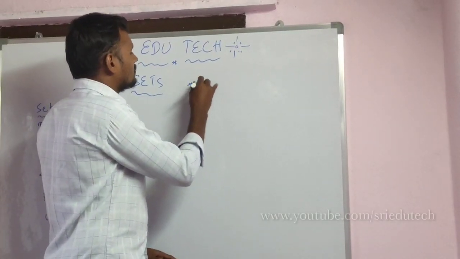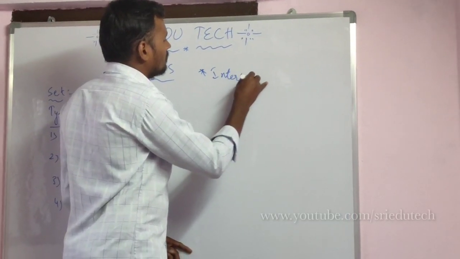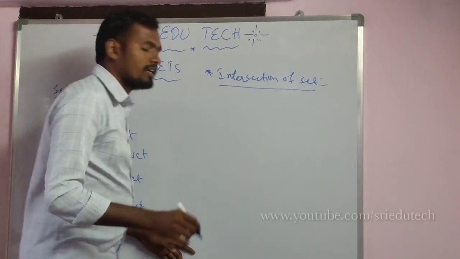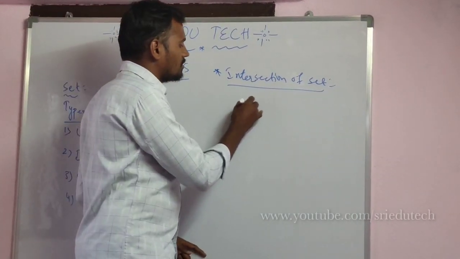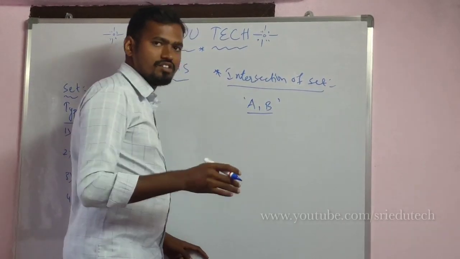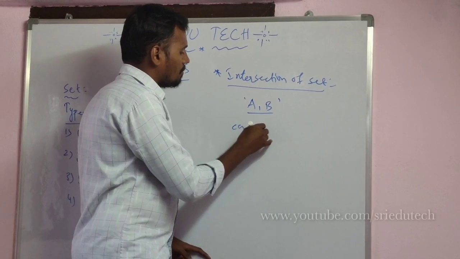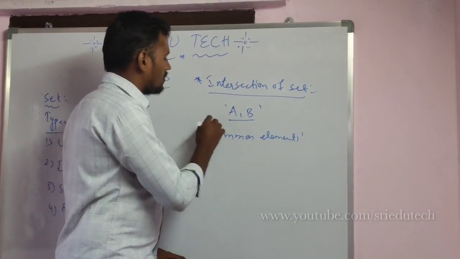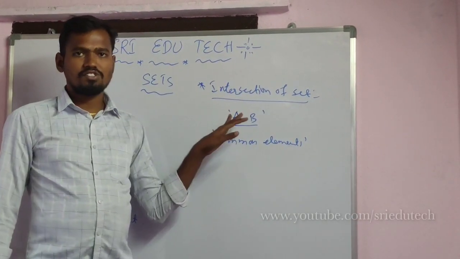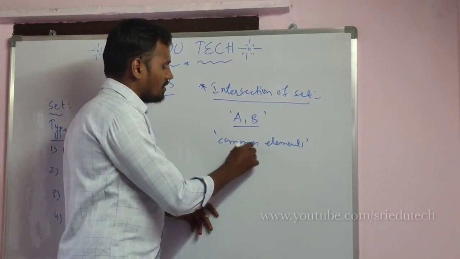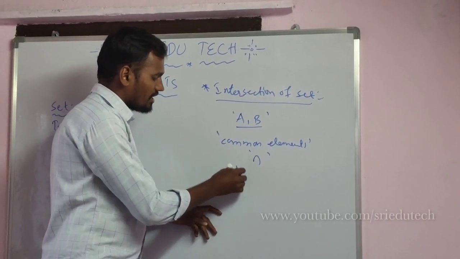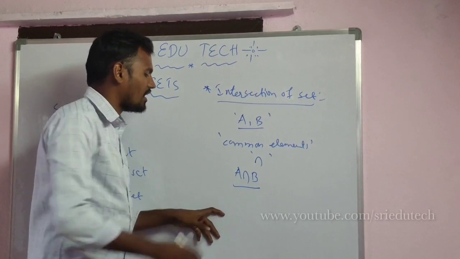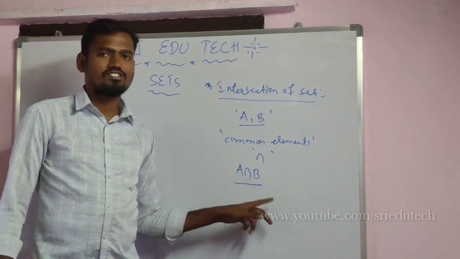Next, intersection of sets. If A, B are two sets, then the intersection of sets is the common elements, meaning the same elements in both sets. It is denoted by cap. If I take A, B as two sets and I am doing intersection, I write A cap B. It is known as A intersection B.